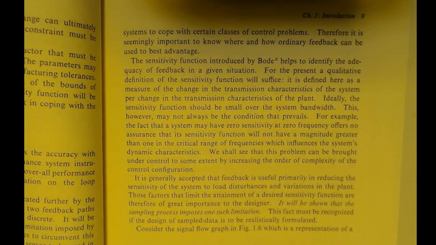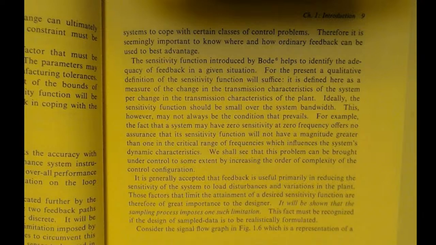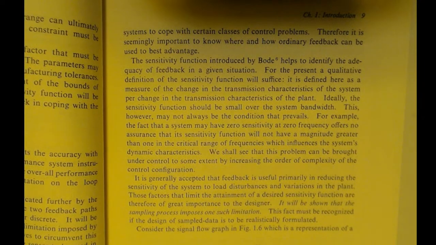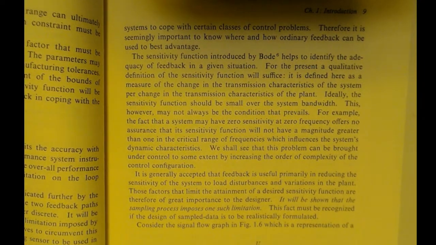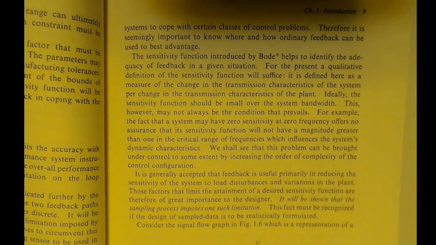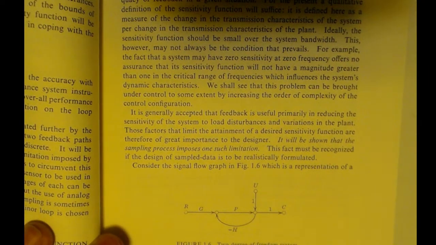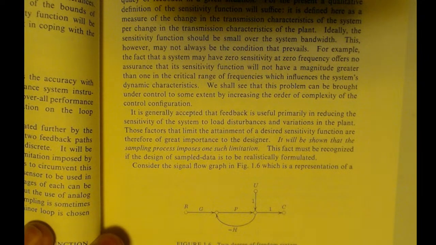It is defined here as a measure of the change in the transmission characteristics of the system. For example, the fact that a system may have zero sensitivity at zero frequency offers no assurance that its sensitivity function will not have a magnitude greater than 1 in the critical range of frequencies, which influences the system's design characteristics. It is generally accepted that feedback is useful primarily in reducing the sensitivity of the system to load disturbances and variations in the plant. Interesting.